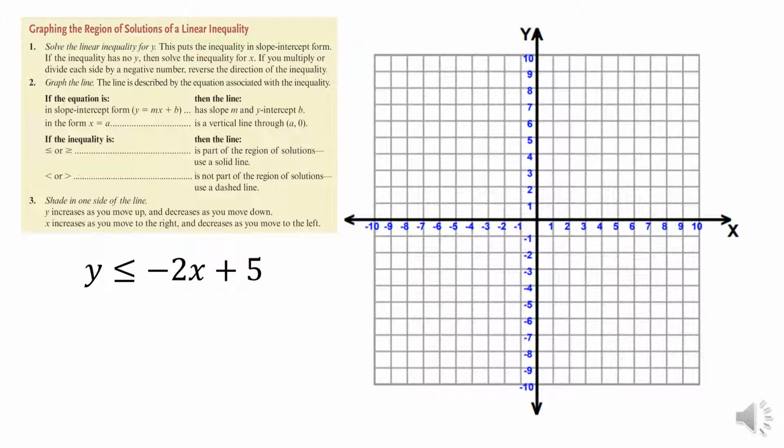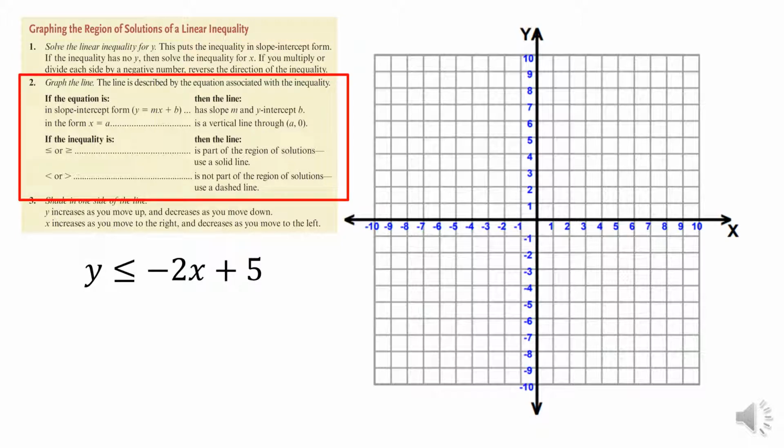All right, so we're moving on to step 2, which says graph the line. The line is described by the equation associated with the inequality. So basically, you just pretend like this is an equation, and we're going to graph it just like we did in example 1. And we're going to remember that we need to use a solid line instead of a dashed line. Again, we're using the solid line because we have a less than or equal to in our problem, not just a less than.